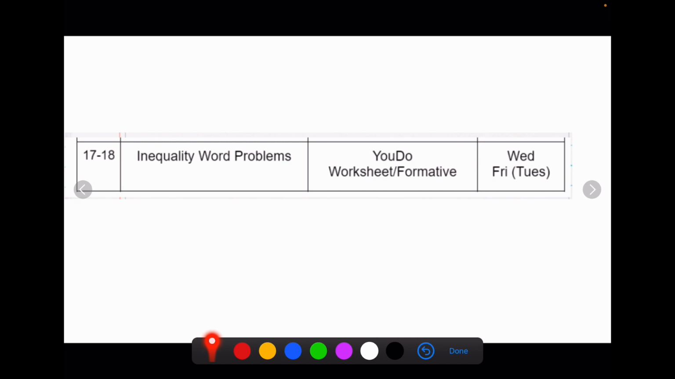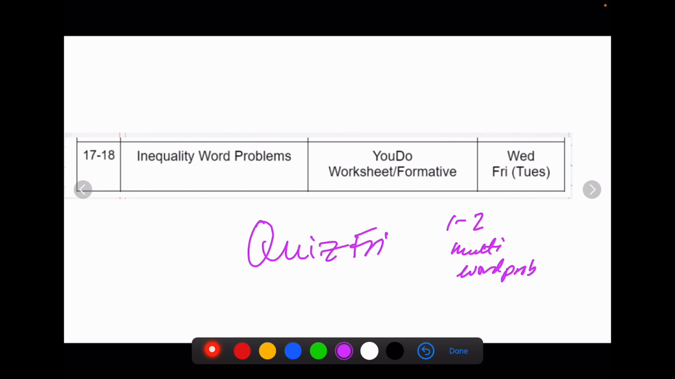You will also have a quiz. I know you guys love this. You will have a quiz on Friday going over all of these, okay? So 1-step, 2-step, multi-step, and word problems. So a quiz over all 3 of these things, okay?